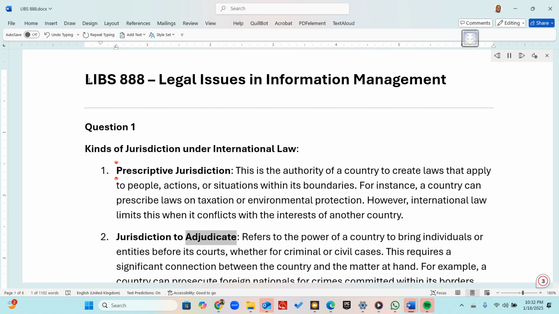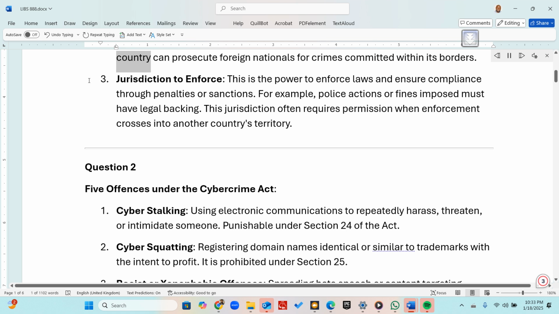Jurisdiction to adjudicate refers to the power of a country to bring individuals or entities before its courts, whether for criminal or civil cases. This requires a significant connection between the country and the matter at hand. For example, a country can prosecute foreign nationals for crimes committed within its borders.